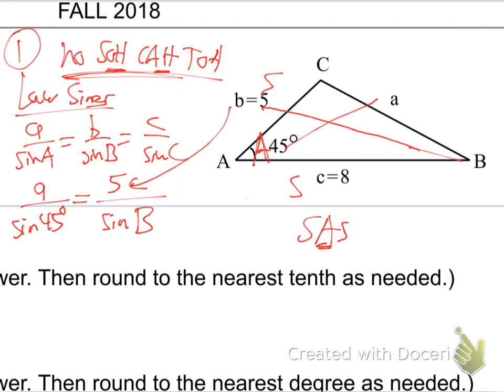Do you see? I never have a complete set. I never have an angle and the side across. I have this angle, but not the side across. I have this side, but not the angle across. I have no complete fraction. So I can't use the law of sines. There's just no way to do it.